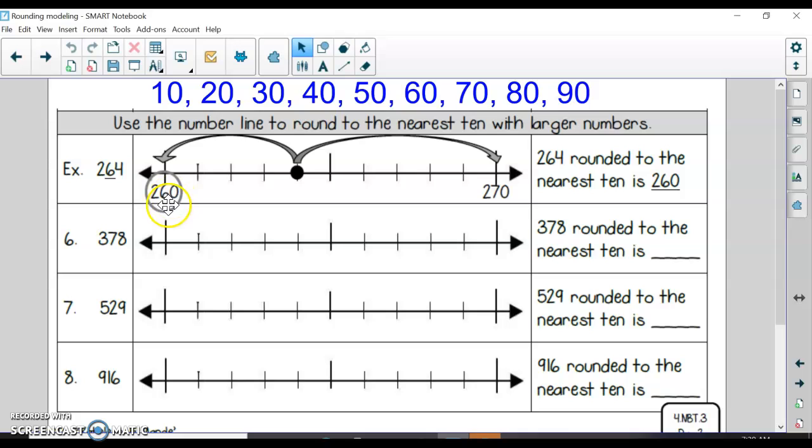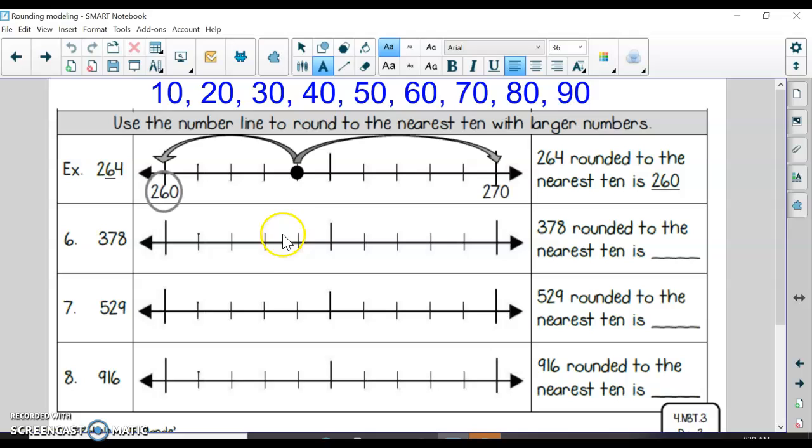In the example down here I've started with 260, and I span all the way to 270, and where this dot is, that is 264. That's where it would go on the number line. If this is 260, then 261, 262, 263, 264, and the midpoint, halfway between 260 and 270, would be 265. This picture shows me that 264 is closer to 260. So 264 rounded to the nearest 10 is 260.